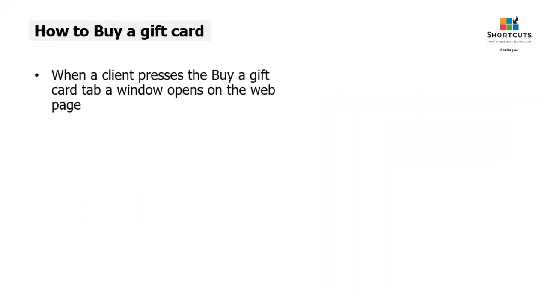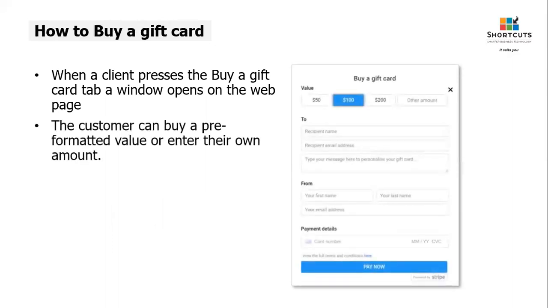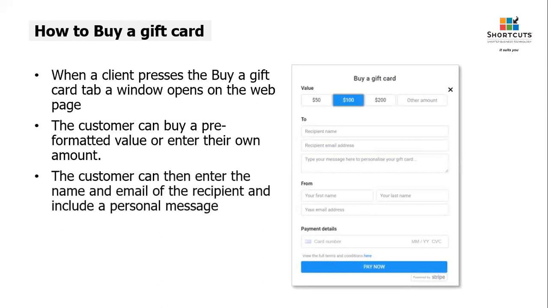So how do clients buy a gift card? So when a client presses that buy a gift card tab, a window will open on the web page. That buy a card tab is what we just went through. The customer can buy a pre-formatted value, or they can enter their own amount. So 50, 100, 200, all of these kind of things. Don't worry, yours will be pound sterling. For those eagle-eye viewers, it will be pound sterling.